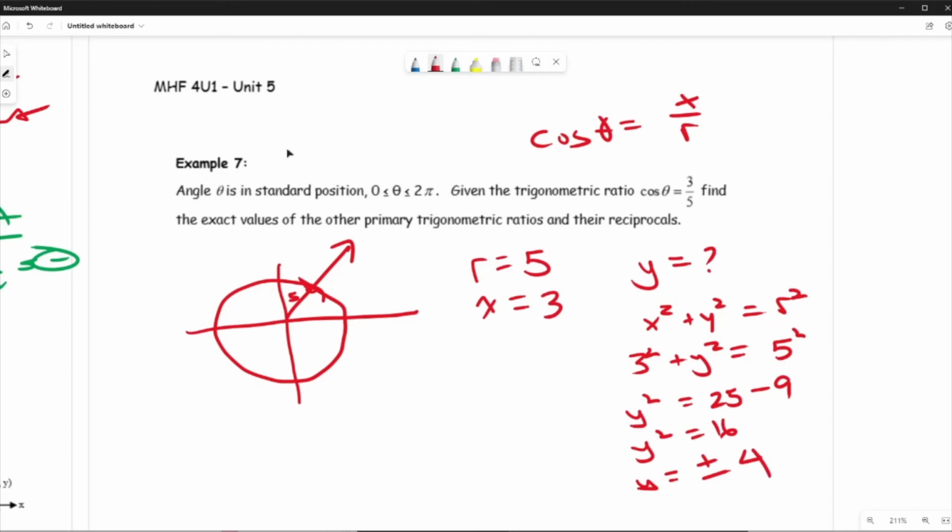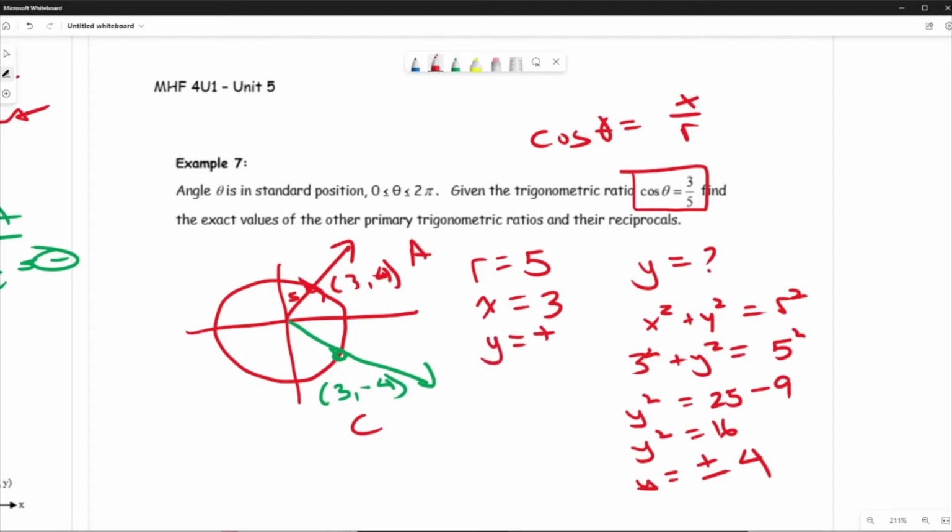Now this is important. It doesn't have to be plus 4. It could be minus 4. I don't know which one of these situations I'm doing. Am I doing the top, which is 3 comma 4, or am I doing the bottom, which is 3 comma negative 4? Notice that in both of these examples, cos is positive. This is a positive area for cos. This is a positive area for cos. There is no way to tell which one you're doing. Translation, you need to do both. y equals plus or minus 4.